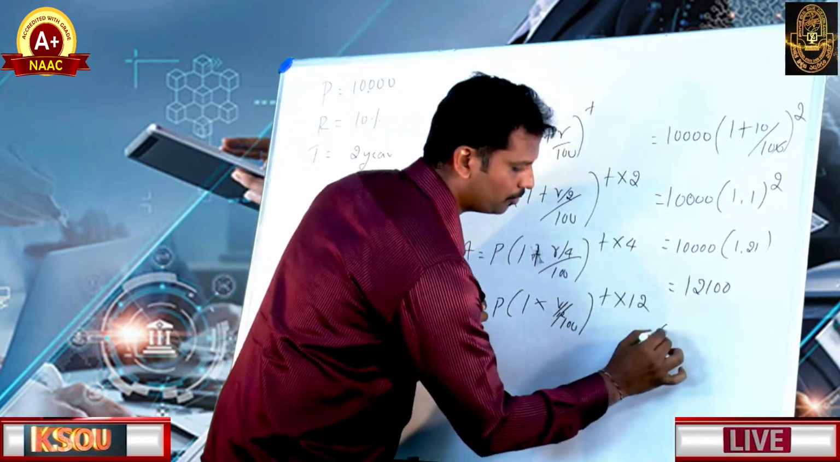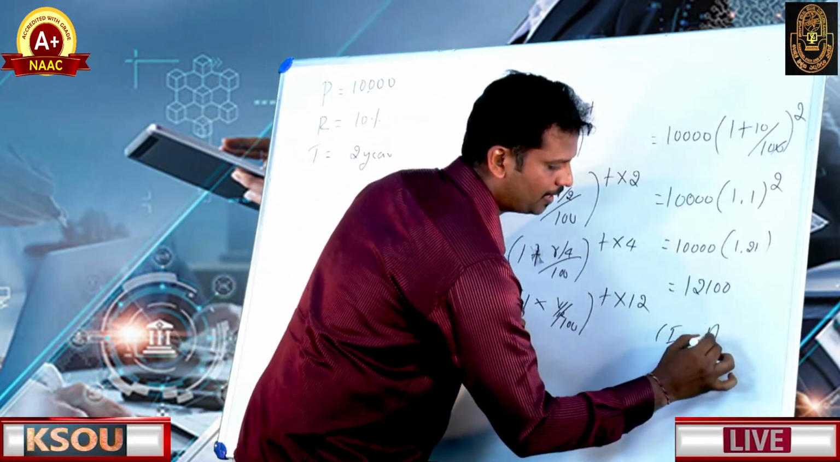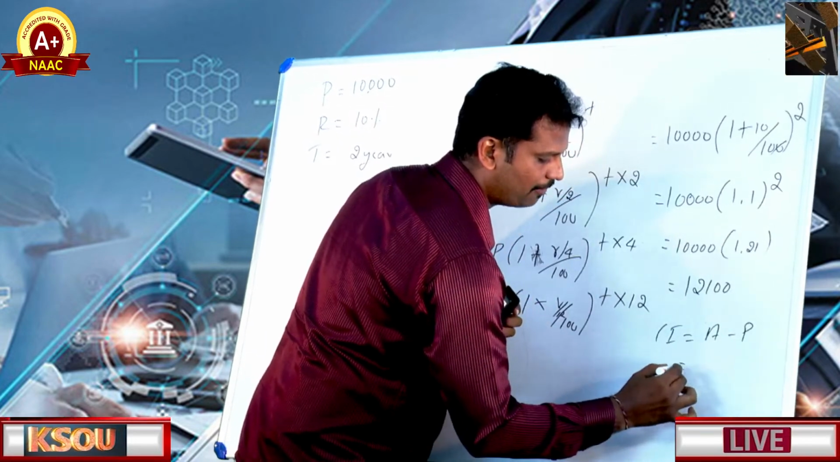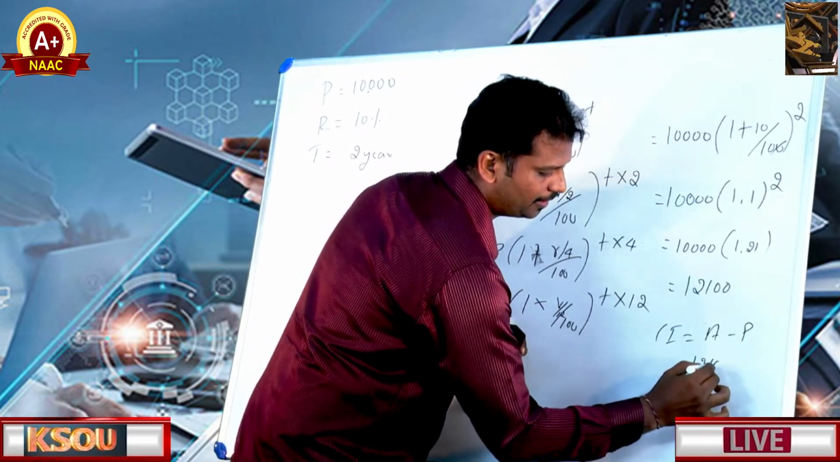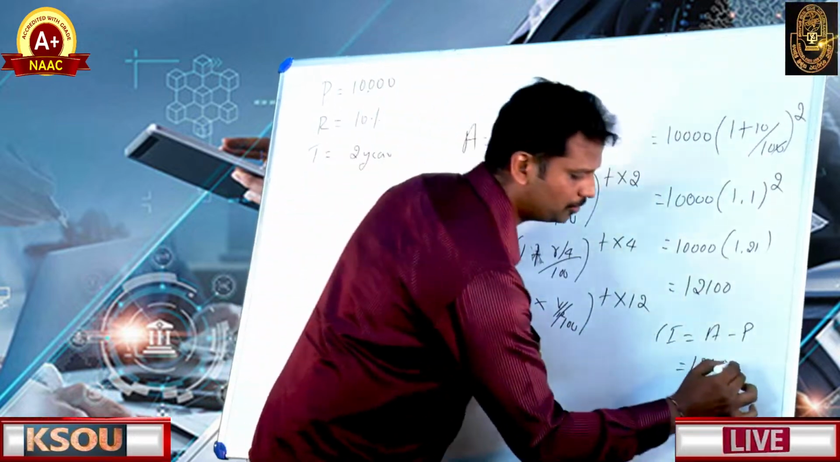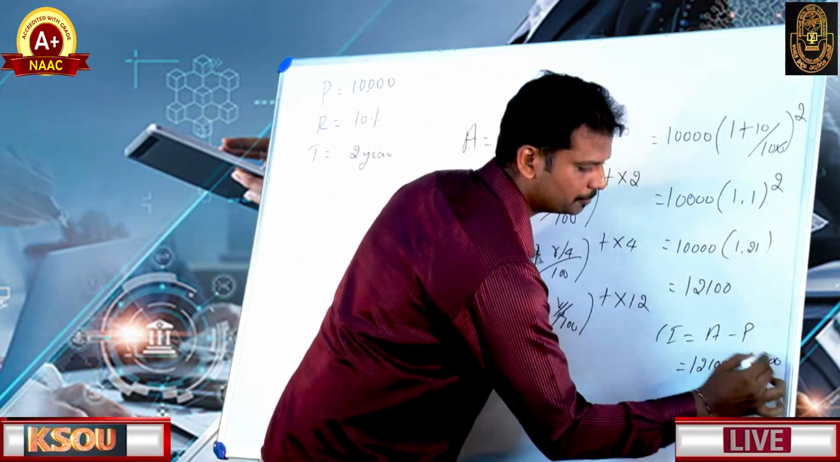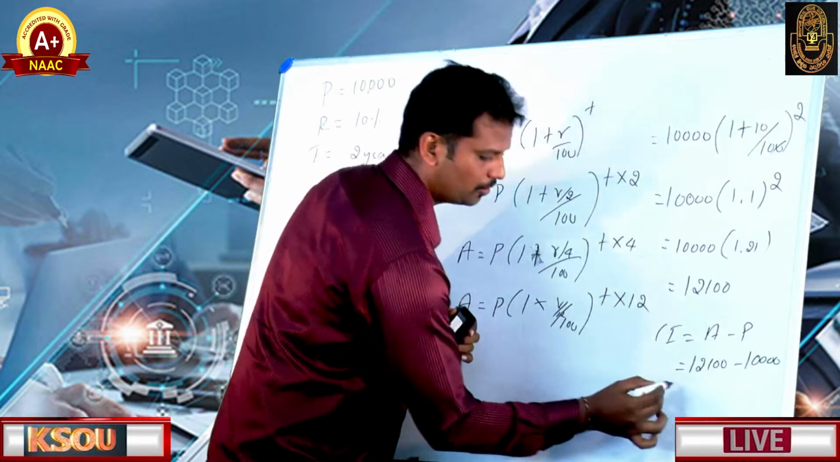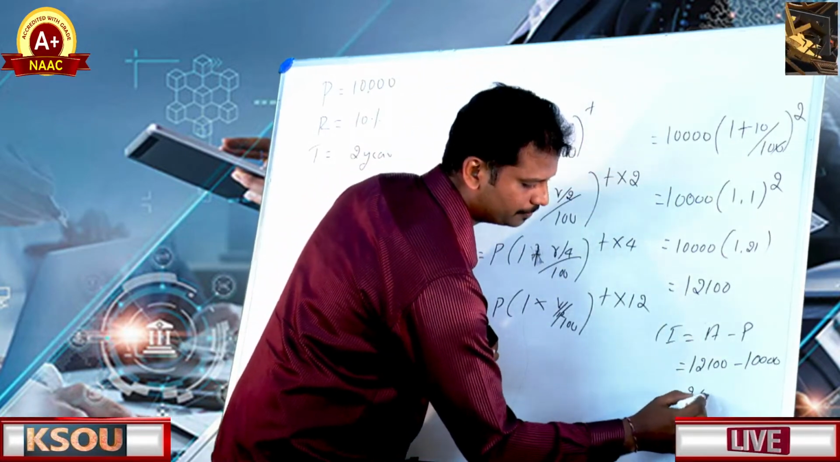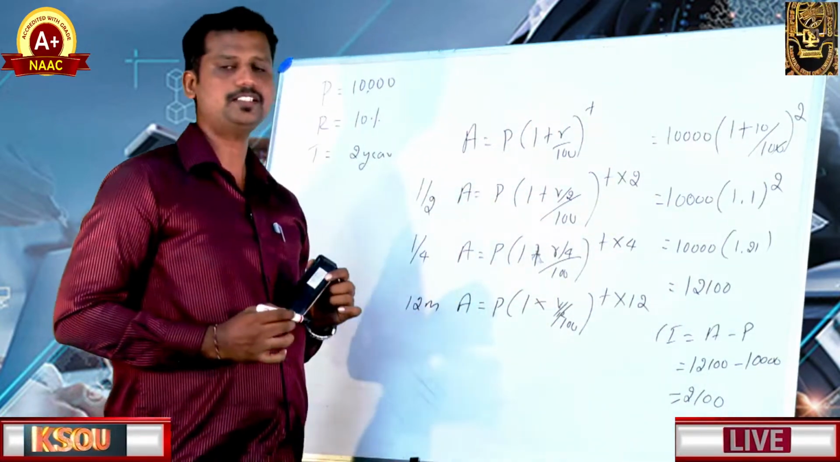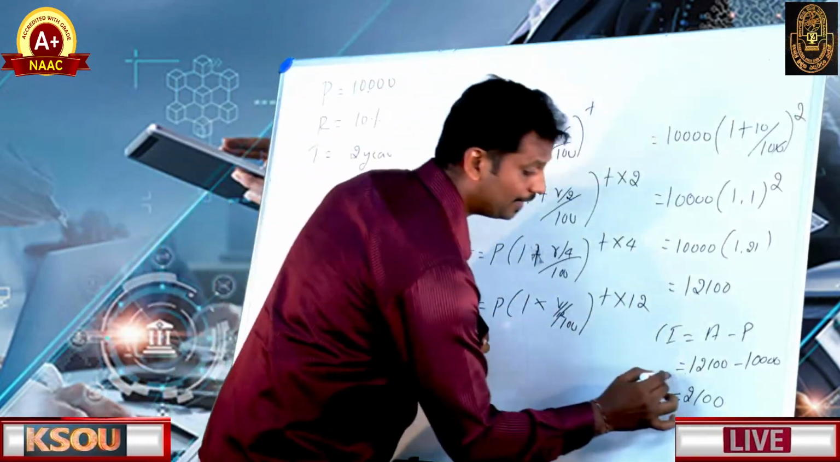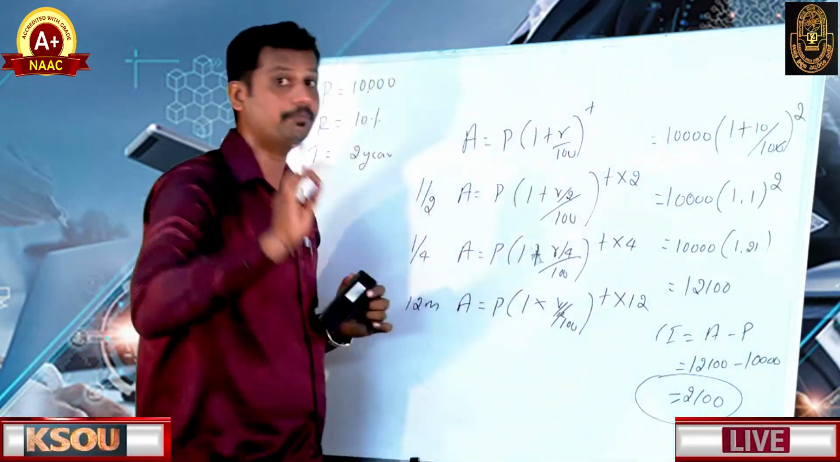Then the compound interest will be A minus P. What is the A value? 1210. What is the P value? It's the principal amount, 1000. The compound interest will be 210. So this is the calculation of compound interest per year.